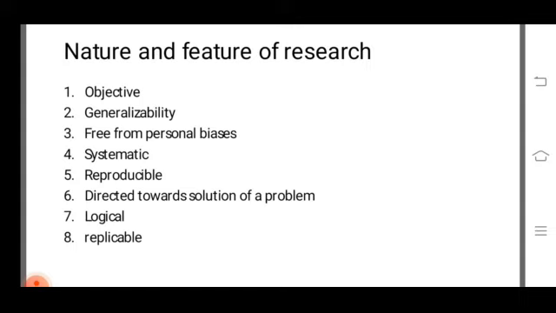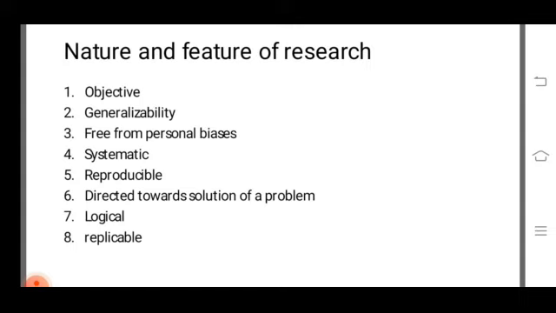Directed toward solutions of the problem is another nature or feature. Research identifies the problem and investigates the specifics of the problem. It tries to find out the probable solutions of such problems through deep study. Thus, research is always directed toward the solutions of problems.